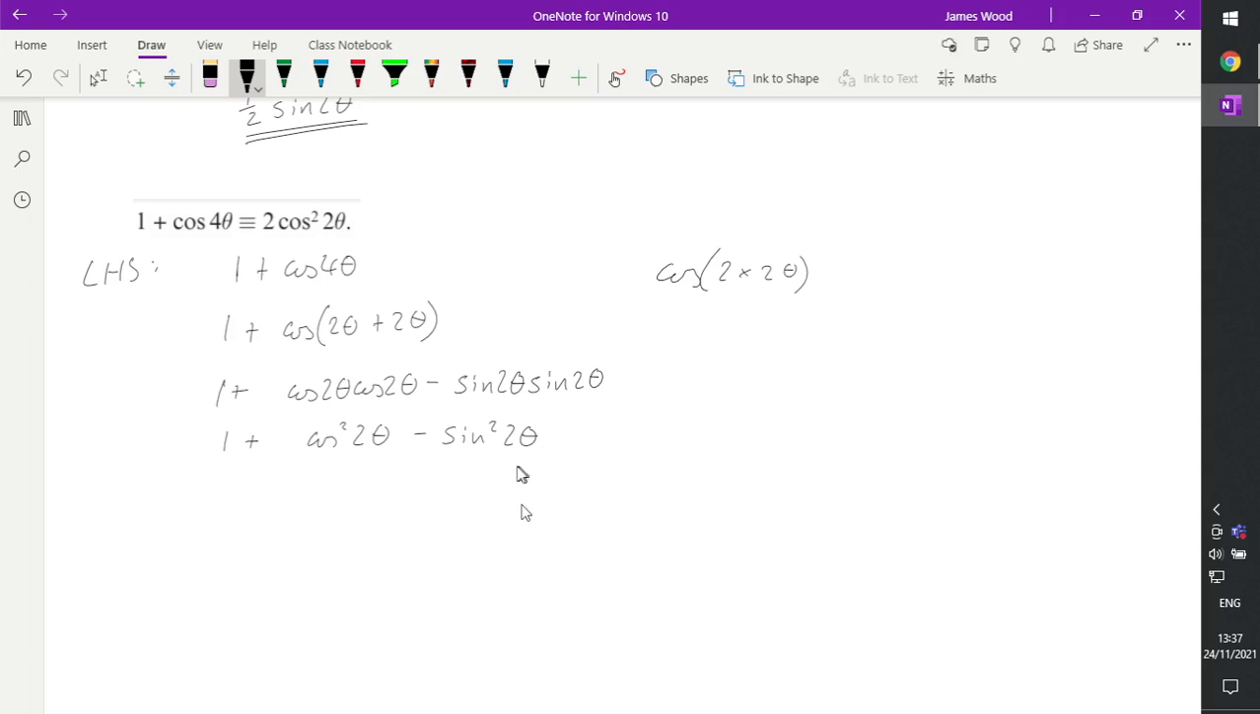But we get to this result here. Our answer, we just want to have cos squared. We don't want any sine squareds. So we can just use sine squared plus cos squared equals 1 to rewrite this as 1 minus cos squared 2 theta. And then when I simplify this, I'm just going to get 2 cos squared 2 theta, which is the result we were after.